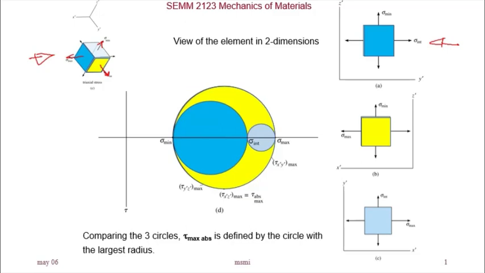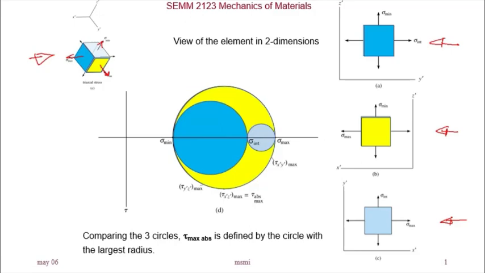If we look at the element from the y prime direction, we will see sigma minimum and sigma maximum acting on the element, that is on the plane x prime z prime. And if we look from the top, or from z prime, we will see the 2D stress element at the bottom right, on the x prime y prime plane, which gives us sigma max and sigma intermediate.